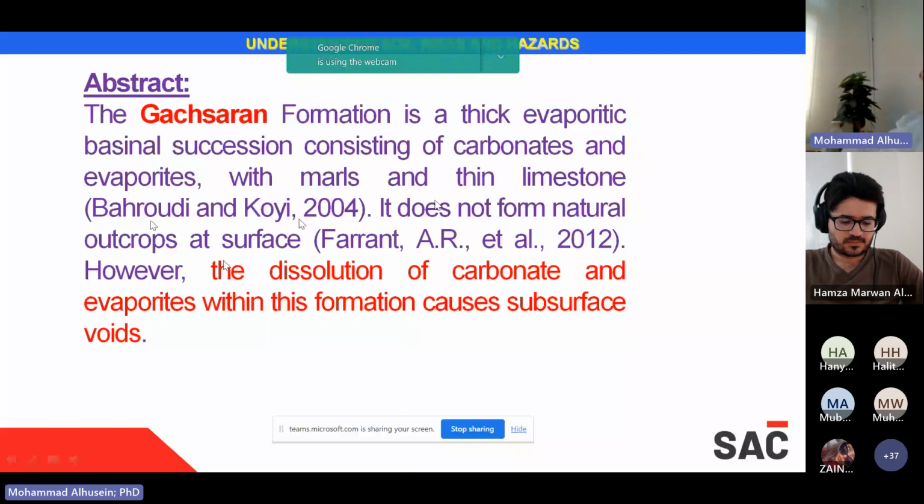It does not form natural outcrops at the surface. However, the dissolution of carbonate and evaporites within this formation causes subsurface voids. The dissolution of this carbonate causes the subsurface voids. We see a real case about this, for example.